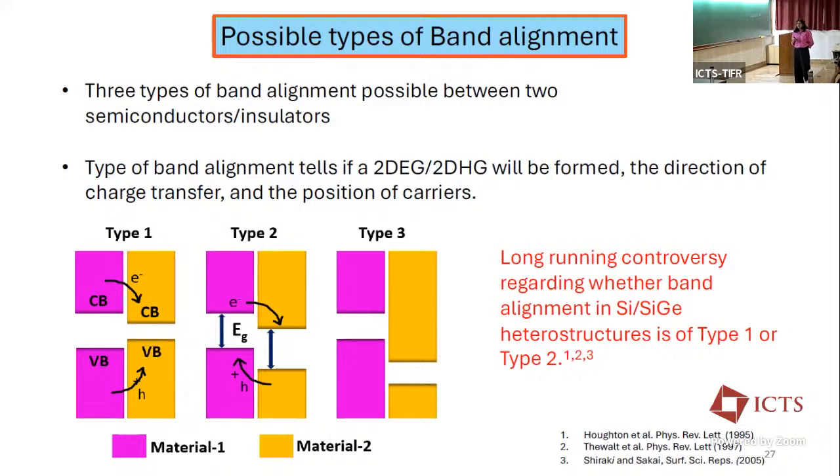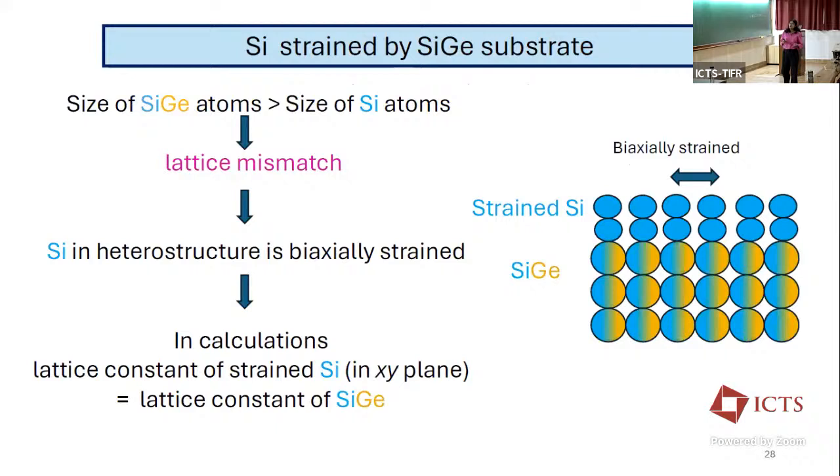There has been a long running controversy about this material, about what the type of alignment at silicon and silicon germanium interfaces could be. So we wish to study that and solve that. In my calculations, since I showed you the heterostructure, we have silicon germanium and then there is silicon.